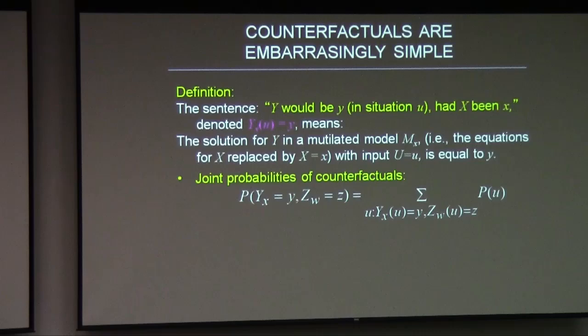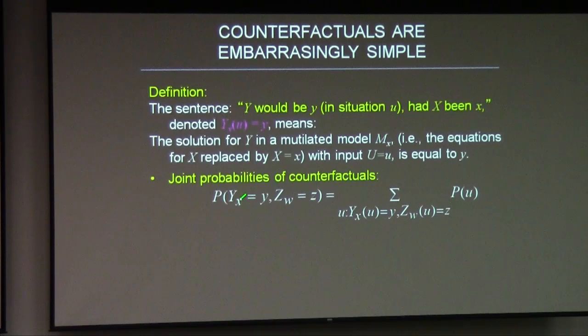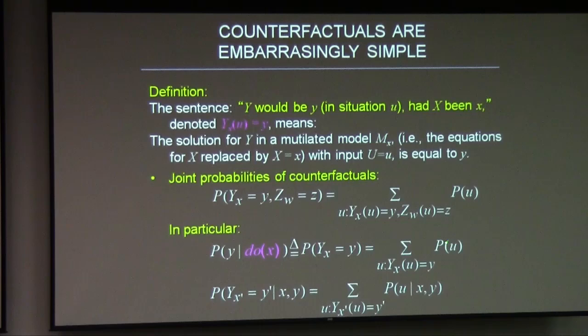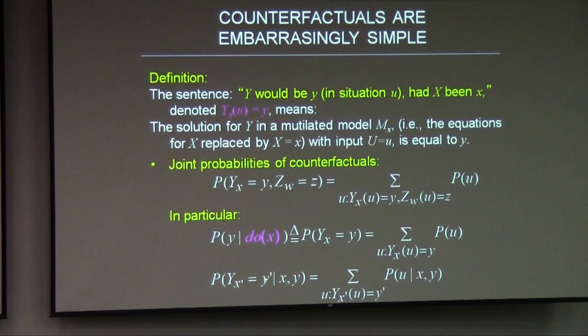But I will not be that cruel. Instead, I will walk you through some of the exercises that follow from it. For instance, I can now define the joint probability of counterfactuals. For every four sets X, Y, Z, and W, I can define what it means: the probability that Y would take on small y had X been small x, and simultaneously Z would take on small z had W been small w. It follows from the definition. Next one, the effect of action, I can define. Attribution, for instance: what's the probability that the guy would be alive had he not taken the drug, given that in fact he's dead and he did take the drug.